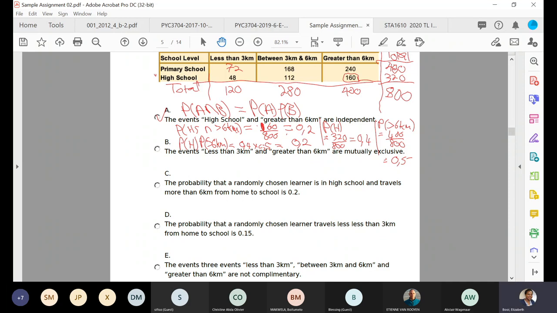Moving to B: the events less than 3 kilometers and greater than 6 kilometers are mutually exclusive. I don't even have to calculate or check, because the first question I need to ask myself is, can they happen at the same time? No. So that is correct, because they cannot happen at the same time. So they are mutually exclusive.